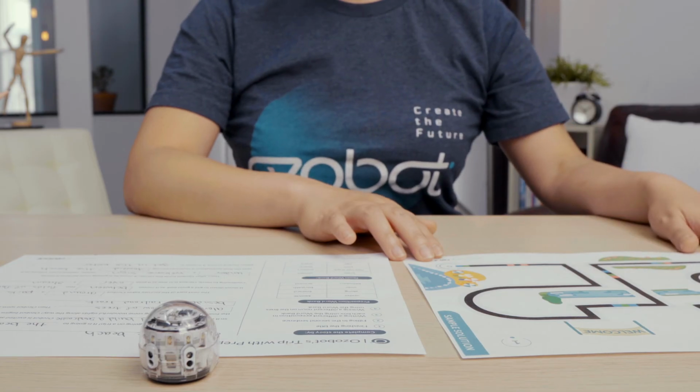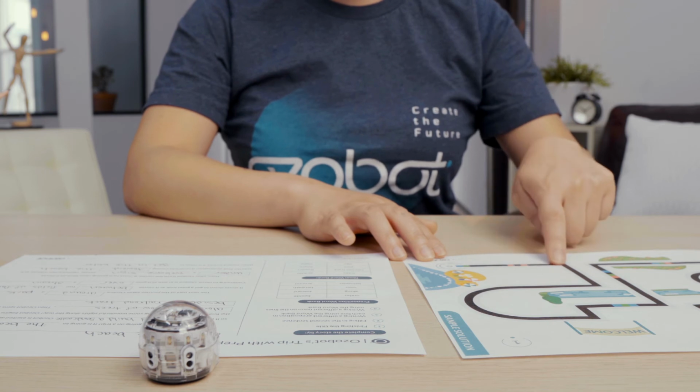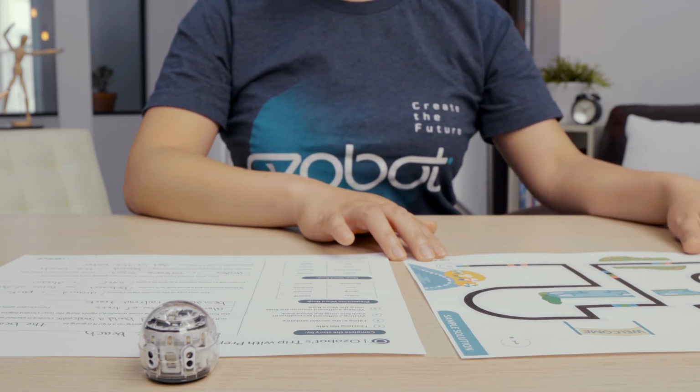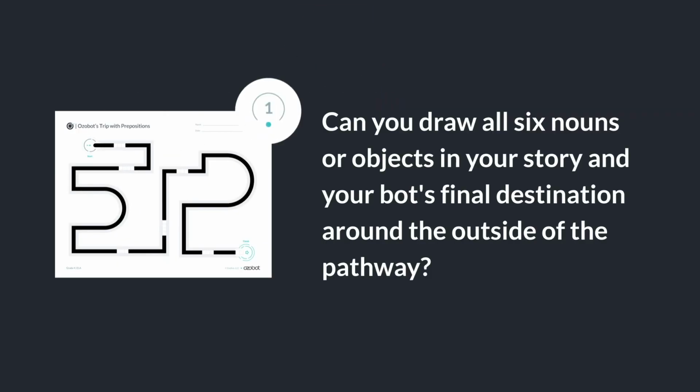When you draw your pictures, remember to spread them out using the entire map and to draw outside of the pathway that Ozobot will follow. Can you draw all 6 nouns or objects in your story and your bot's final destination around the outside of the pathway?